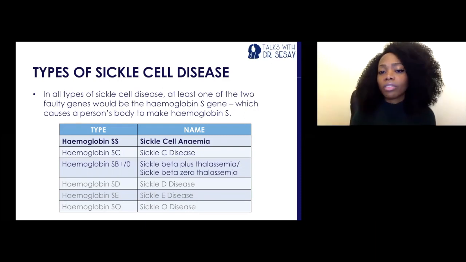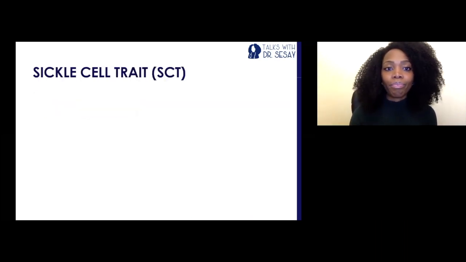And then you have other different types. And I don't want to dwell too long on it, but I just wanted to emphasize this point, okay? If you do want me to elaborate on this later on, I can. But it's just to remember that sickle cell anemia is the most common and the most severe form. And we're going to focus on sickle cell anemia from now on, okay?